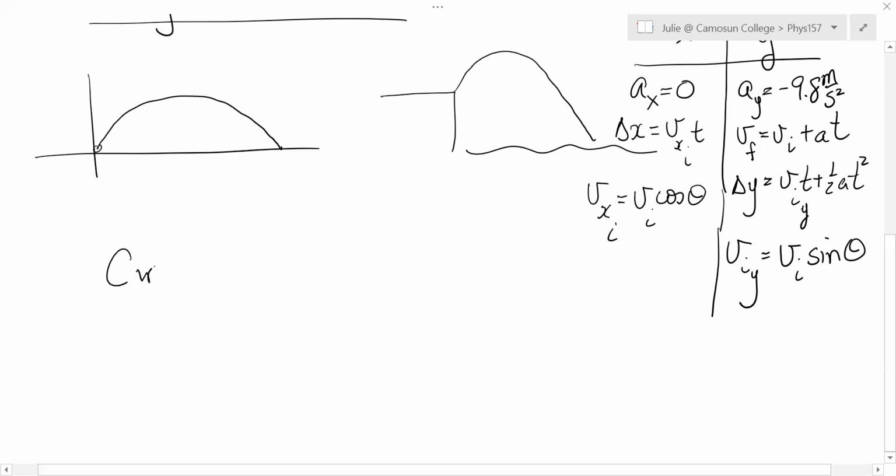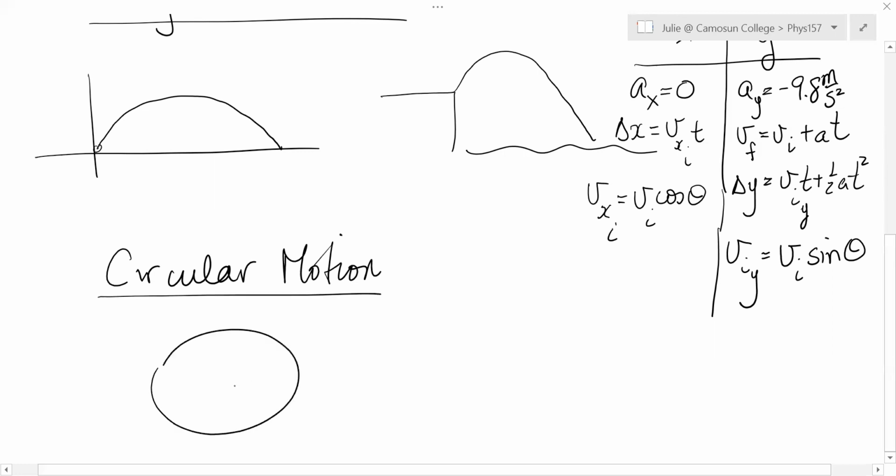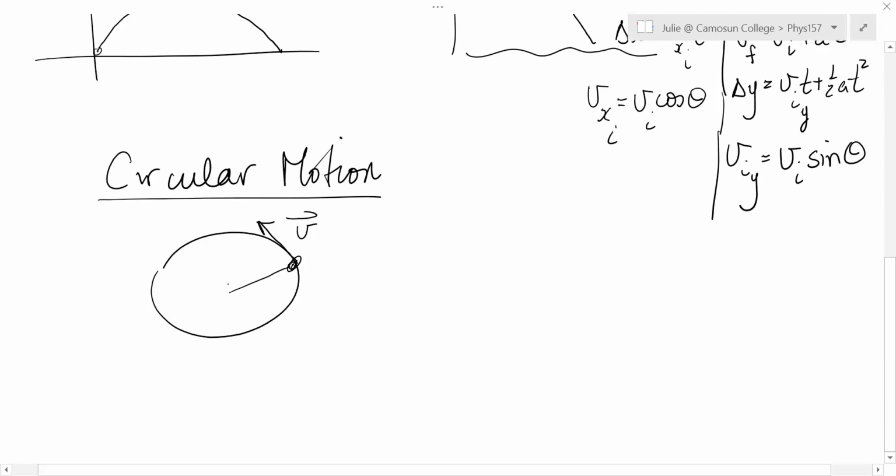The next kind of two-dimensional motion that you'll look at will be circular motion. And so this means something going in a circle. Now its velocity, even if its speed is constant, the velocity vector is changing because it's changing direction. And so this thing is accelerating. And the acceleration is toward the center of the circle always.